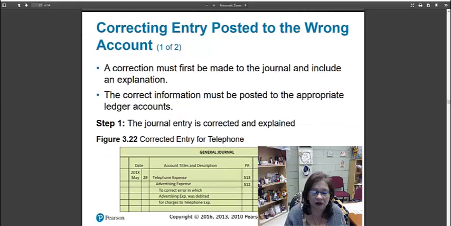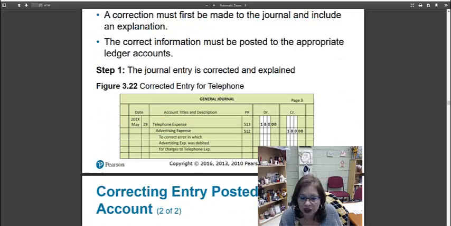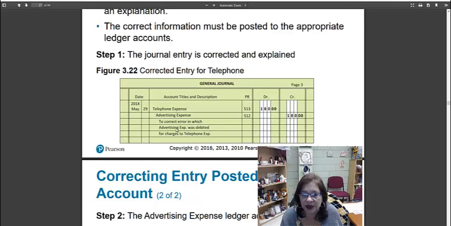If it's in the wrong account, of course, you're going to delete it, and you're going to show that you're correcting it because of what happened, that you put it in the advertising expense instead of the telephone expense. Should it matter? Yes. Even though it's still an expense, even though you're taking money out of cash, the reason that it matters is because, remember, at the end of the year, at the end of the month, you have to know how much expenses are occurring and in which areas, to determine if you need to cut down anything and where.